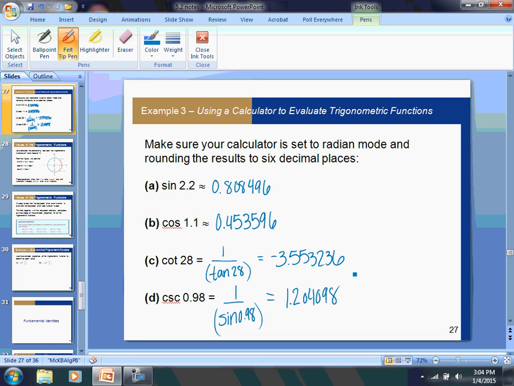So this is just to get you familiar with putting values into your calculator, making sure it's in the right mode. Eventually we'll get to a point where you have to know what mode you need to be in, so there will be some switching back and forth between degree and radian mode. Okay, but for now we're going to be using radian mode.